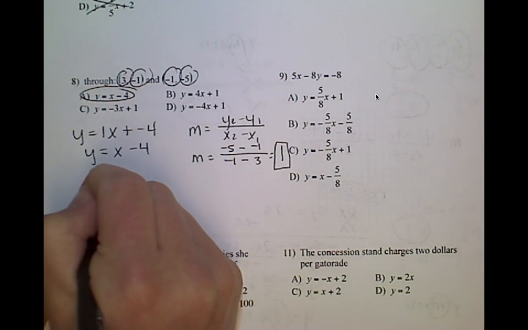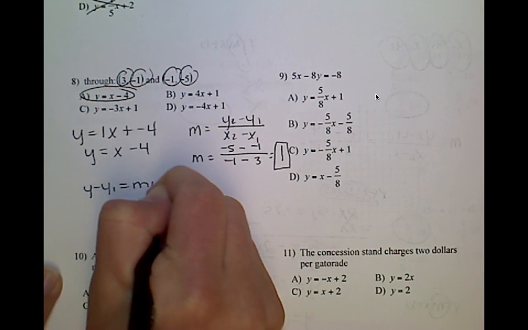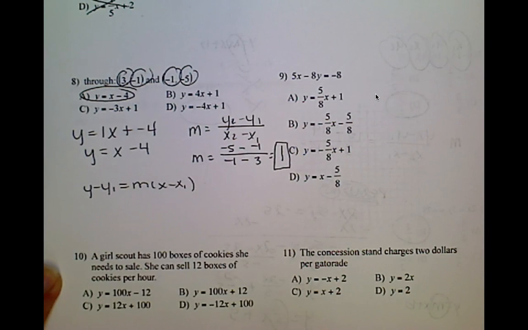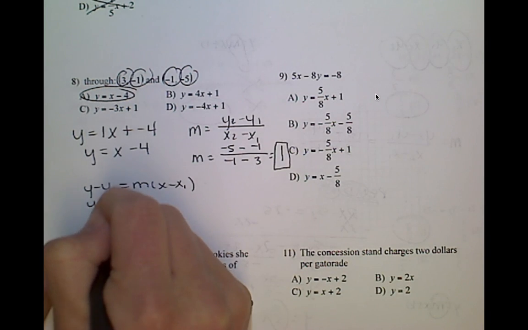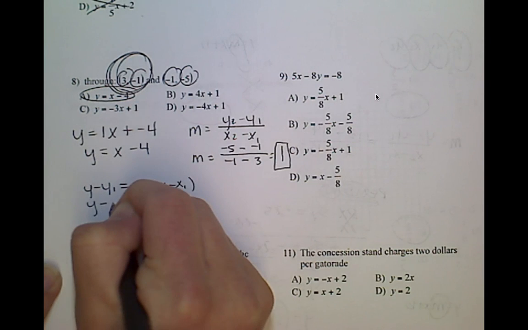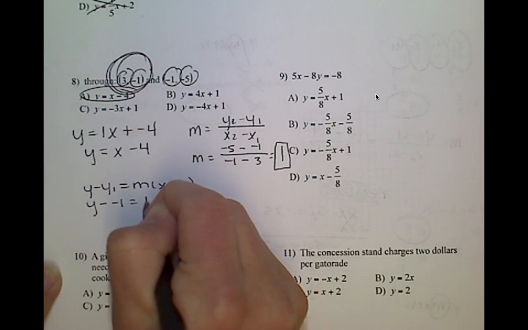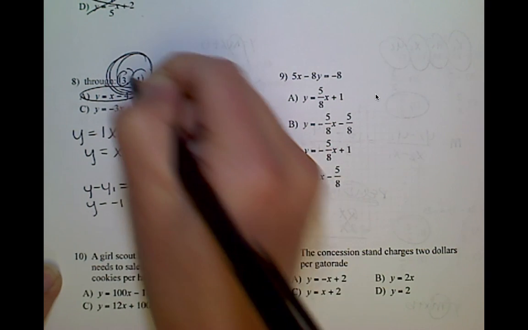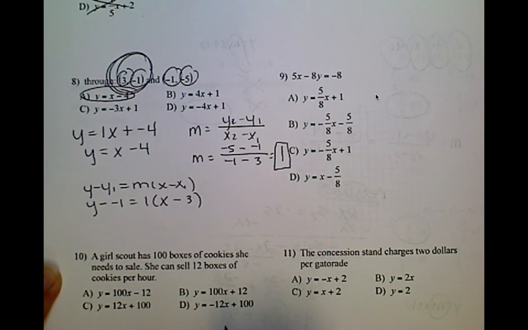Okay, so now we'll use y minus y sub 1 equals m times x minus x sub 1, which is our point-slope form. Okay, y minus, I'm just going to go with this ordered pair right here. So the y part is -1, the m is 1, and the x sub 1 is 3. Okay, so now we just get to simplify.